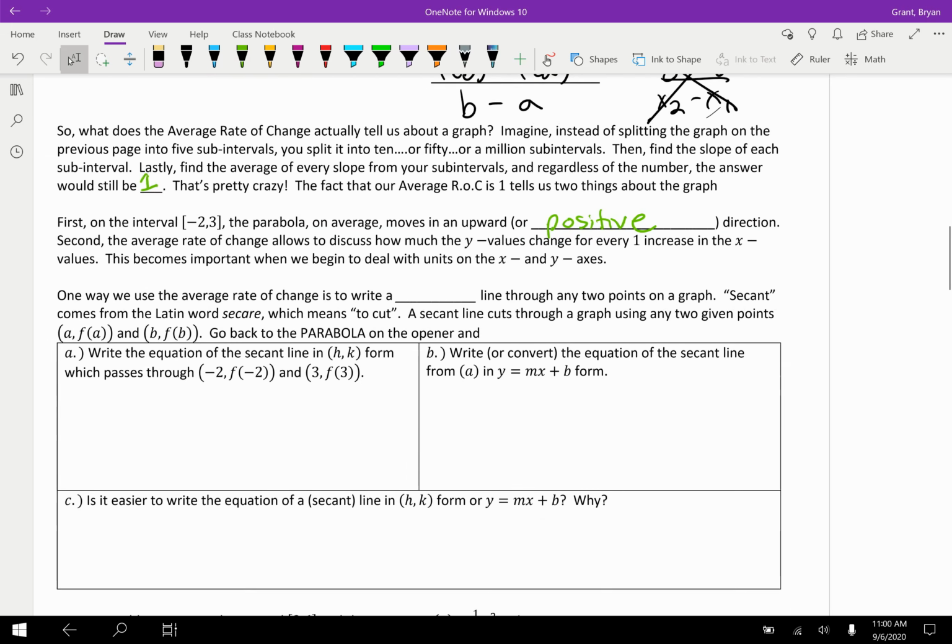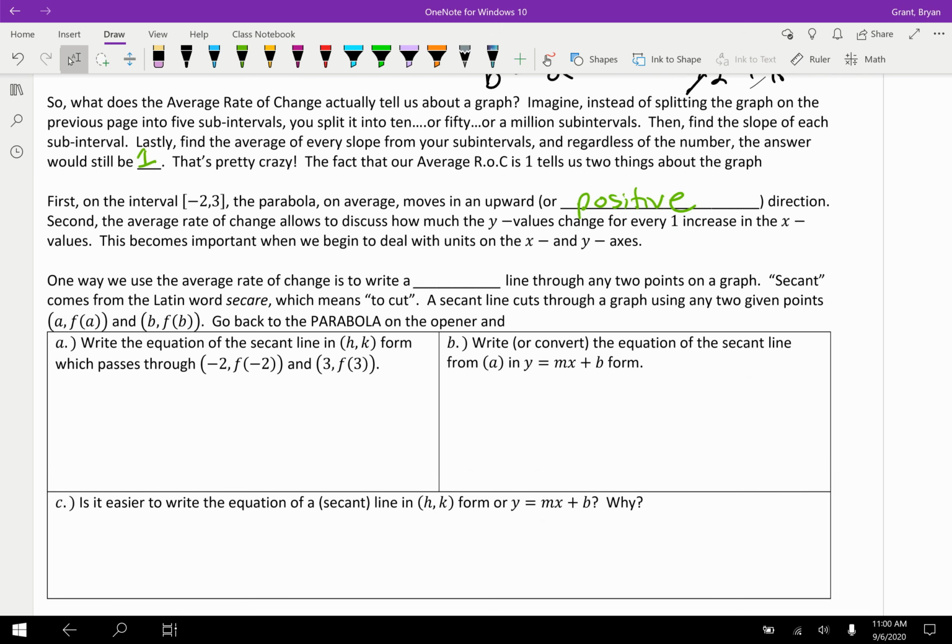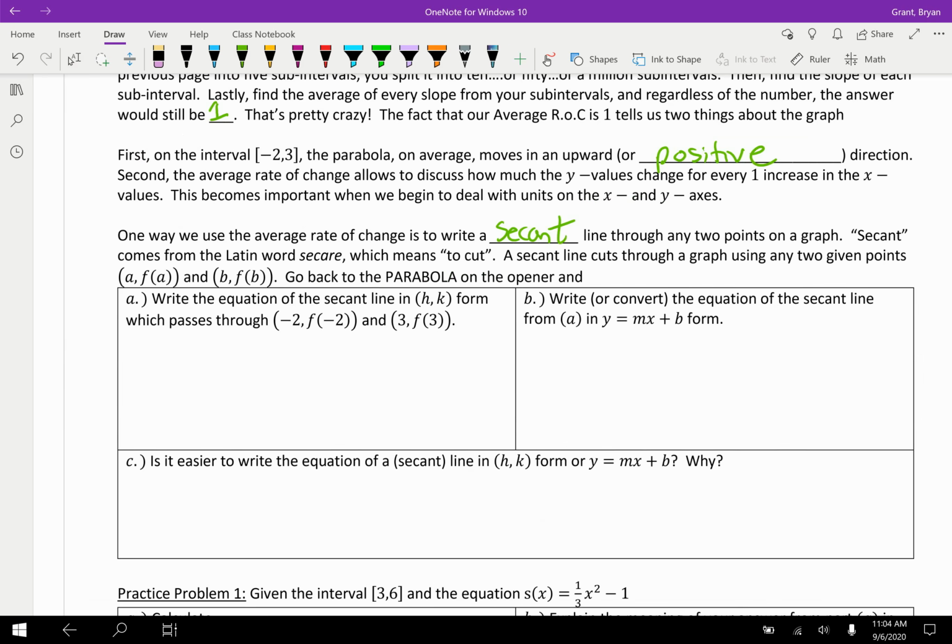Okay, now, one way that we're going to use the average rate of change is to write a secant line through any 2 points on a graph. Now, secant does come from the Latin word secare, which is a very cool word, and it means to cut. It's the verb to cut. So, a secant line cuts through a graph using any two given points on the graph. So again, this would be one point on the parabola, this is another.